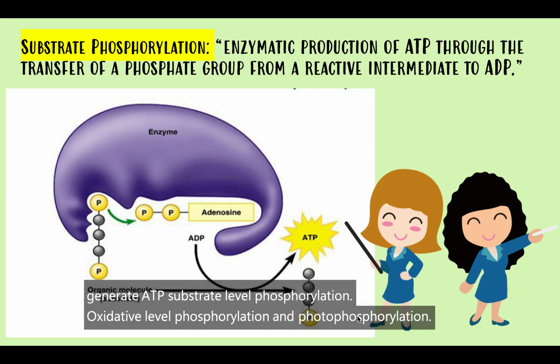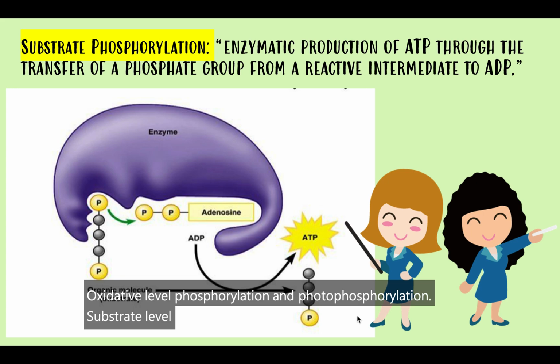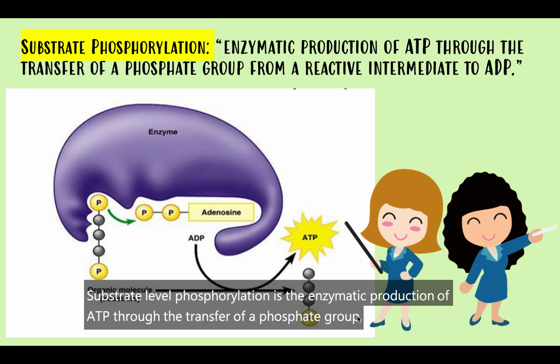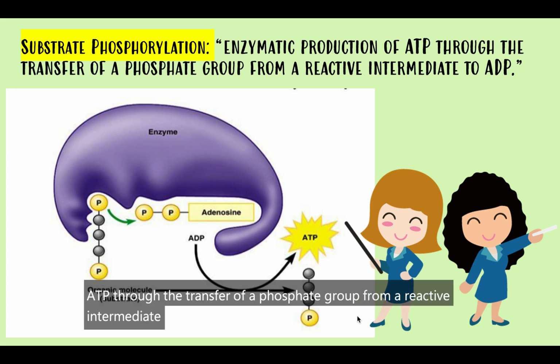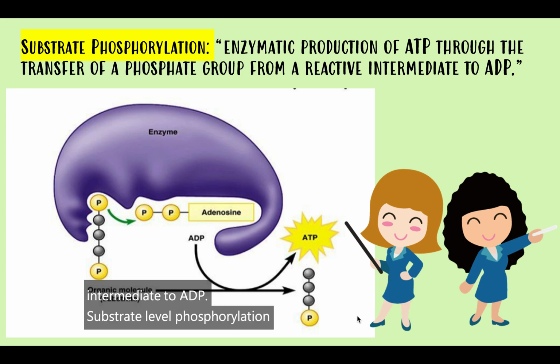Substrate level phosphorylation is the enzymatic production of ATP through the transfer of a phosphate group from a reactive intermediate to ADP. Substrate level phosphorylation occurs in glycolysis and the Krebs cycle.